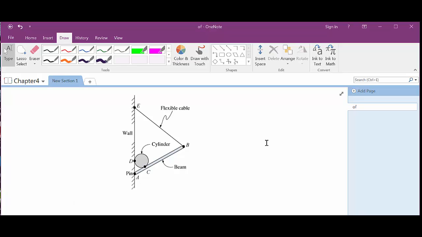It's supported by a vertical wall beam that is pin connected to the wall at point A and a flexible cable. Two contact surfaces with the cylinder are smooth. Sketch the free body diagram of the entire system, considering the cylinder, beam, and cable as a single body, the cylinder alone, and then C as the beam alone. So this is what's going on here.